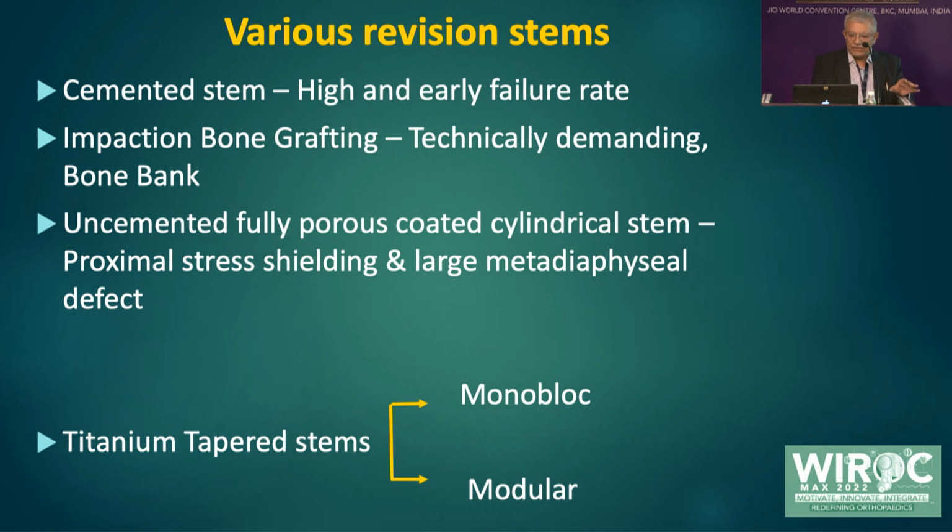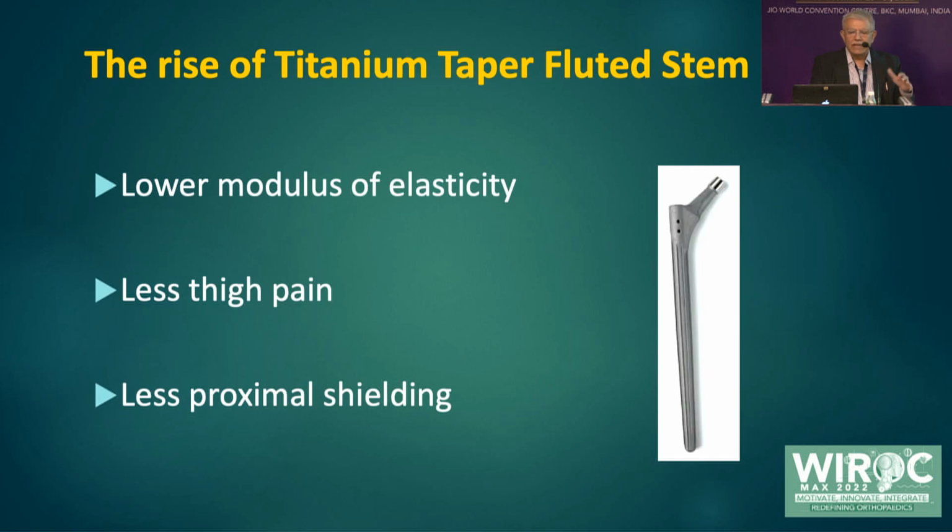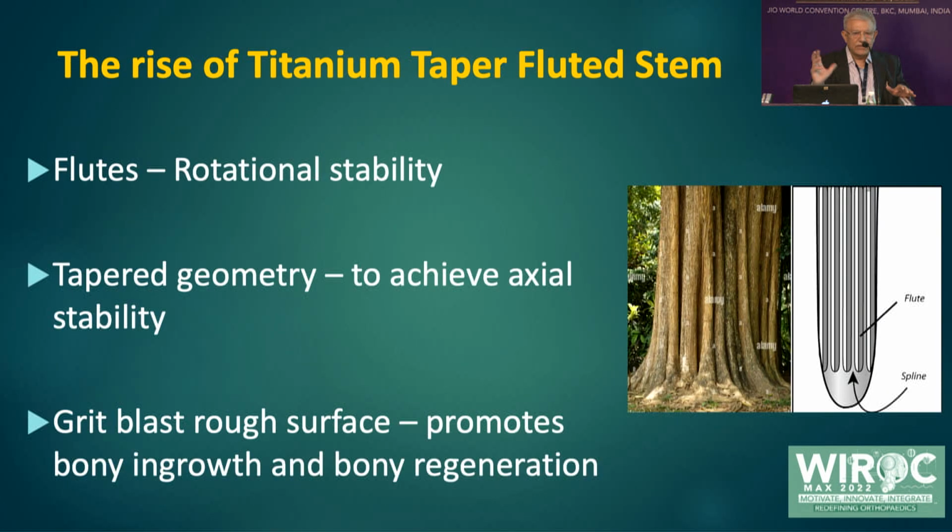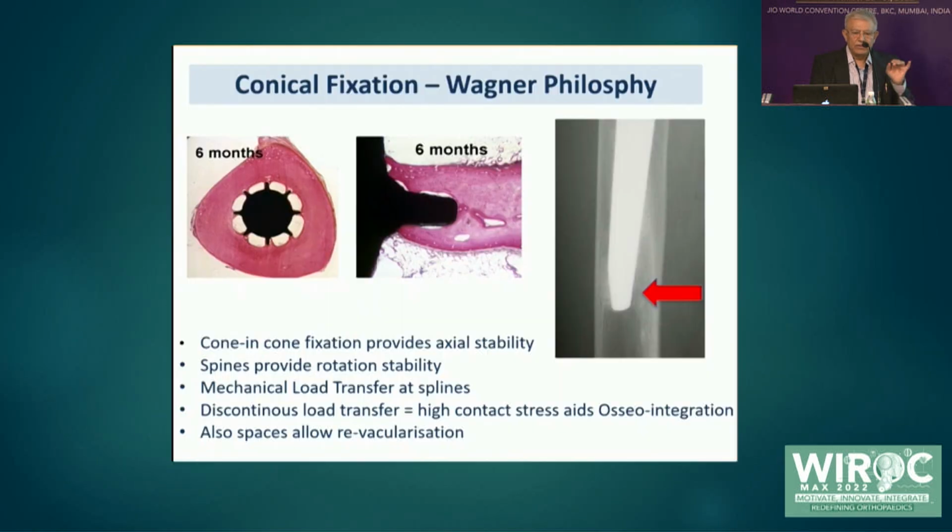So titanium tapered stems, either monoblock or modular, came into the picture because the titanium material itself has a low modulus of elasticity, less thigh pain, and less proximal shielding, which was seen in the earlier designs of cobalt chrome. The flutes give rotational stability, and the tapered geometry gives axial stability. And the rough surface of the grit blasting promotes bony ingrowth. So combining these three things together, you achieve rotational stability, axial stability, and bone ingrowth. This is what you want.